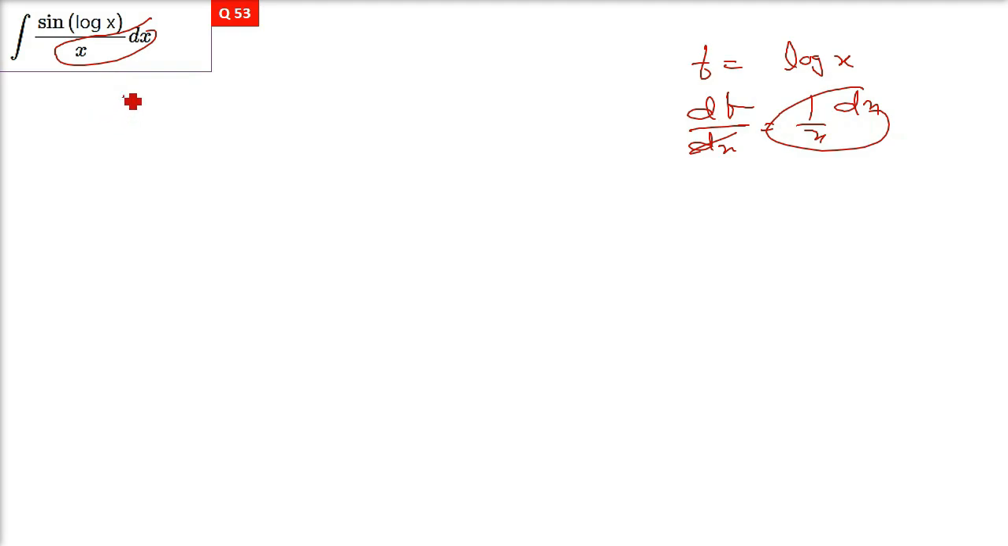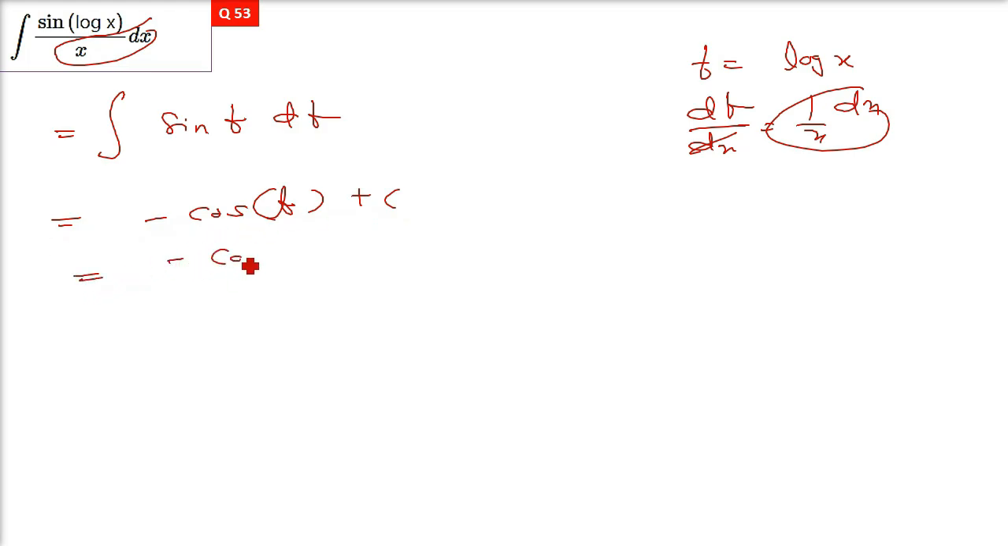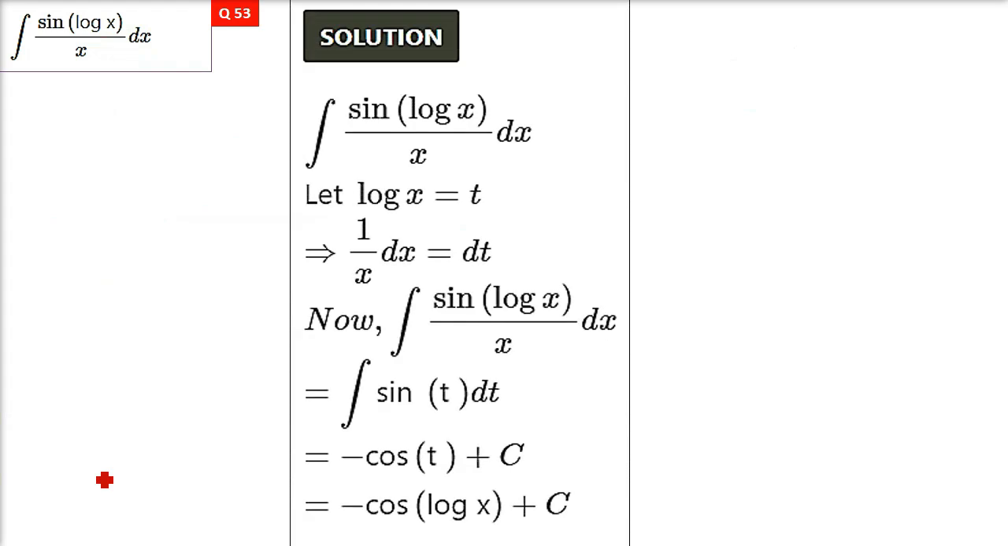So you get what? Sin log x will be t. So sin t, this dx by x is dt. So sin t dt. What is this? Minus cos t plus constant of integration. T you can write as log x. So minus cos log x plus constant of integration. Okay, this is the way you can write it. It's a very straightforward question. There is no catch here.